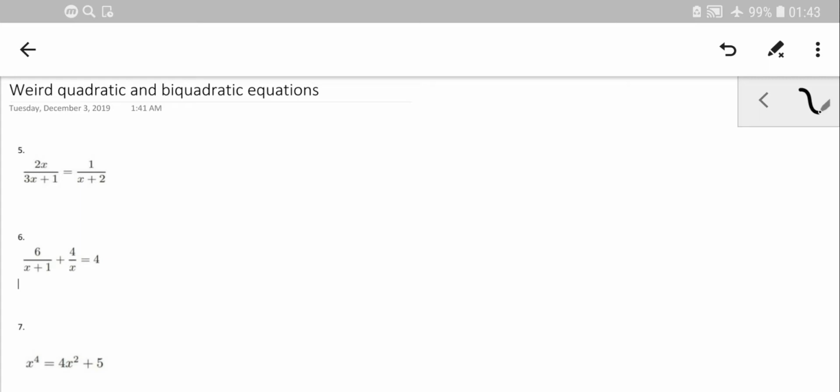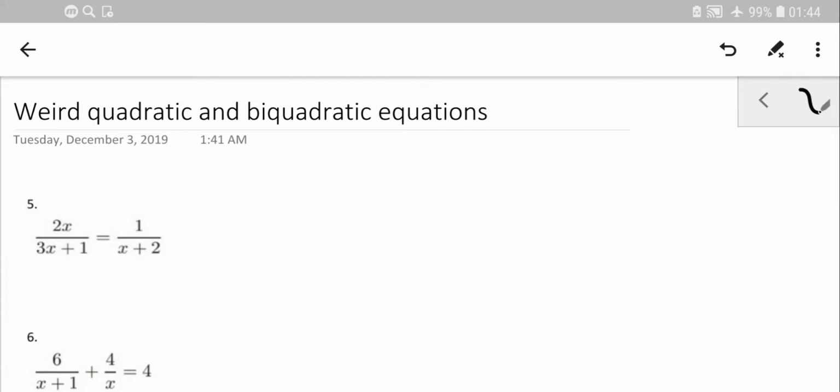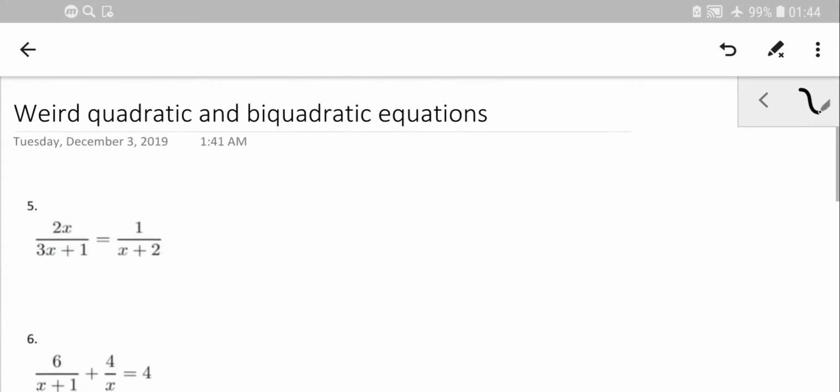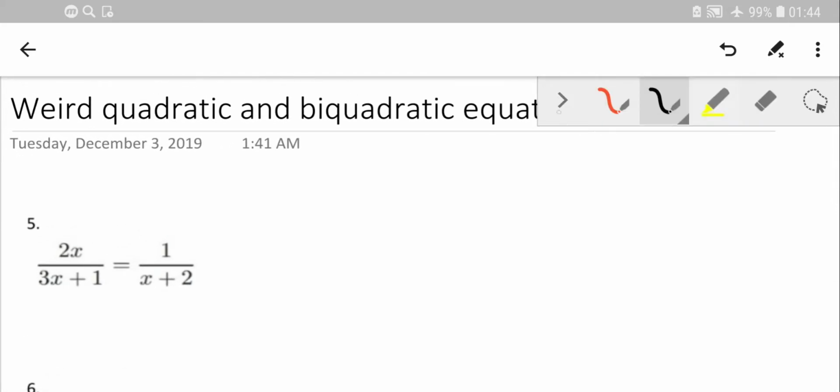That's actually higher tier definitely. So I'll teach you how to do that. All right, so let's first undertake the first one. So you have 2x over 3x plus 1 equals 1 over x plus 2.